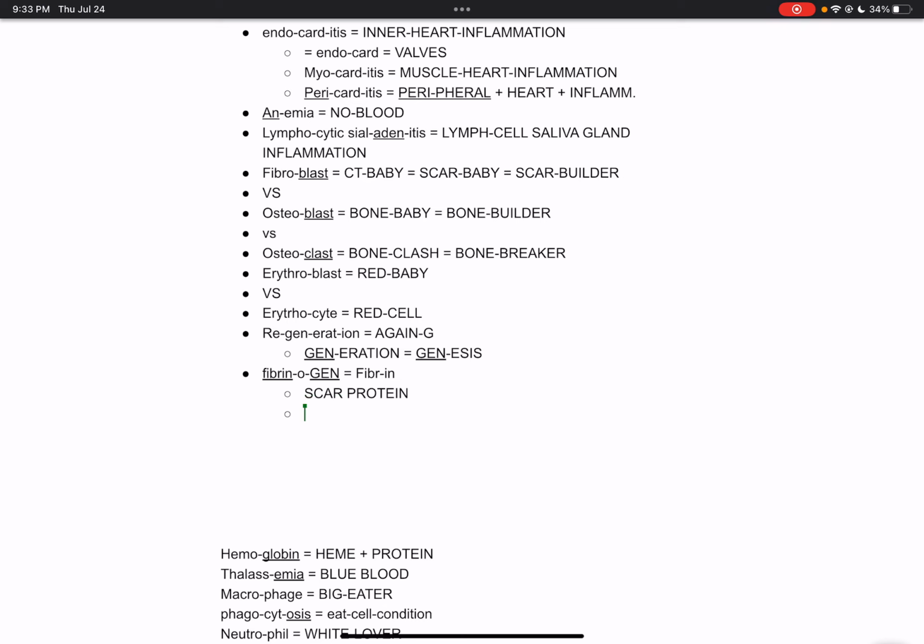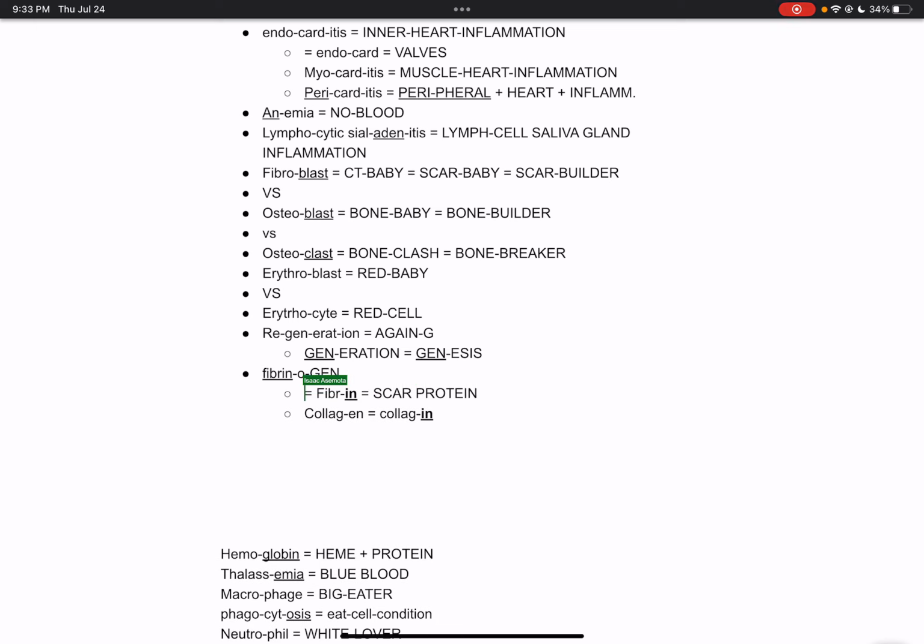There's one exception to this. Collagen. It's a bad spelling. It should actually be spelled differently, because it's not actually gen as in Genesis. Collagen is just a protein that makes up connective tissue. So they make it end in in, just like all the other proteins, but they spell it badly with an E. It's honestly kind of a mistake in how they name it. Scar protein. Fibrin equals scar protein.